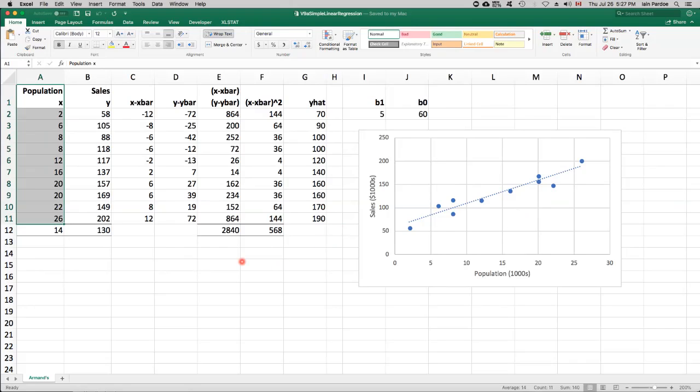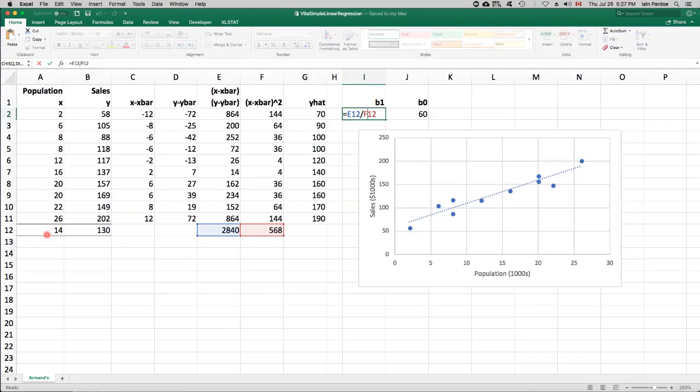That's a mathematical problem that can be solved using calculus, and there's a formula for B1 and for B0. Let's have a look at the formula for B1. It's the sum of x minus x bar times y minus y bar. What is x minus x bar? It's the difference between x and the average of the x's. So 2 minus 14 is minus 12, 6 minus 14 is minus 8, and so on. Then y minus y bar is a similar thing for the response variable. So 58 minus the average of the y's, which is 130, is minus 72. 105 minus 130 is minus 25, and so on.